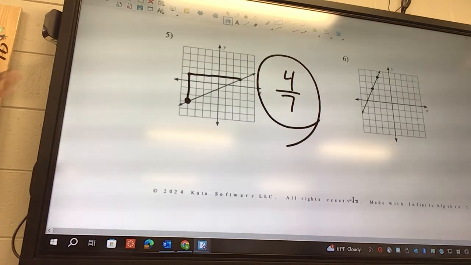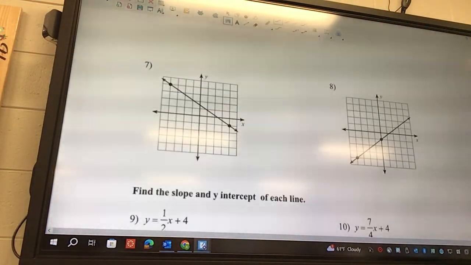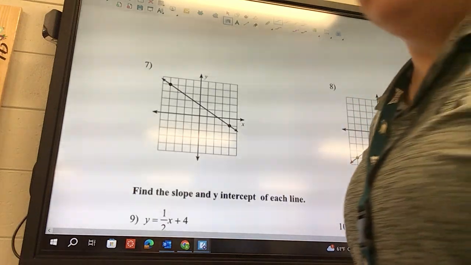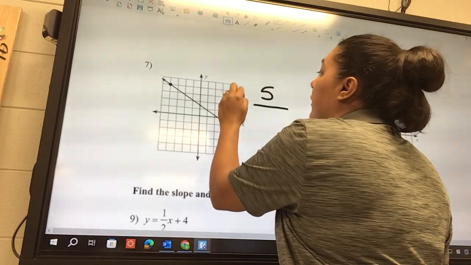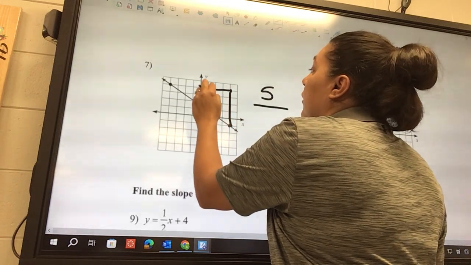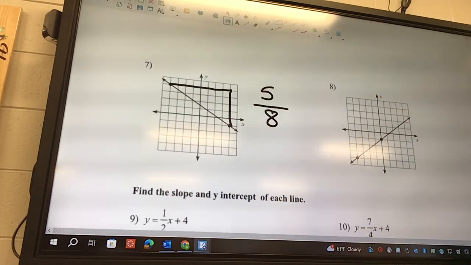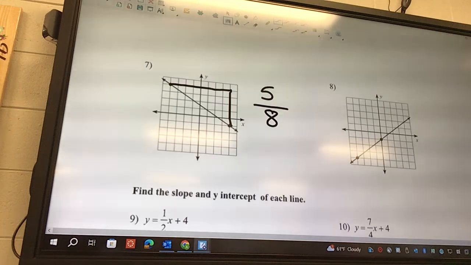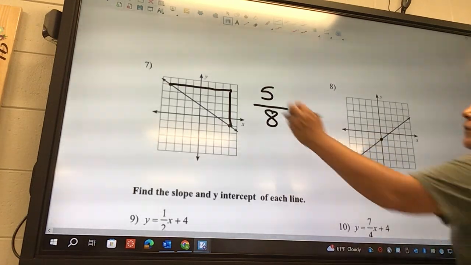Okay, flip the page. Look at number 7. How much do we rise? How much do we go up? 5. 5, I agree. How much do we run? 8. Okay. Does that fraction reduce? Does 5 over 8 reduce? No. Okay, so 1, 3, 5, 7, those are all primes, meaning they cannot go any smaller, by the way. Is that a positive or a negative line? It is a negative line, so we're going to throw a negative on there.